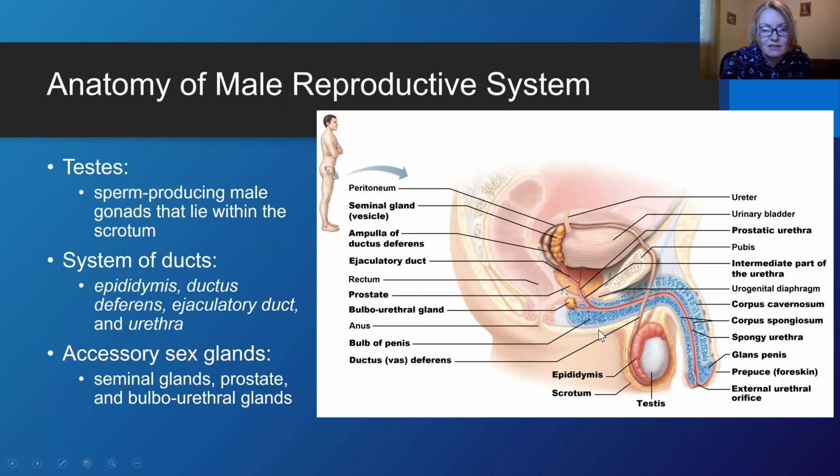Accessory glands include the seminal glands, shown over here. This is, by the way, the urinary bladder. So we have the seminal glands, then the prostate, which is inferior to the urinary bladder, with the seminal glands posterior to the urinary bladder, and the bulbourethral glands, located right there at the bulb of the penis. The bulb and the crura connect the penis to the pelvis. So it's the bulb of the penis, which is why they're called bulbourethral glands.